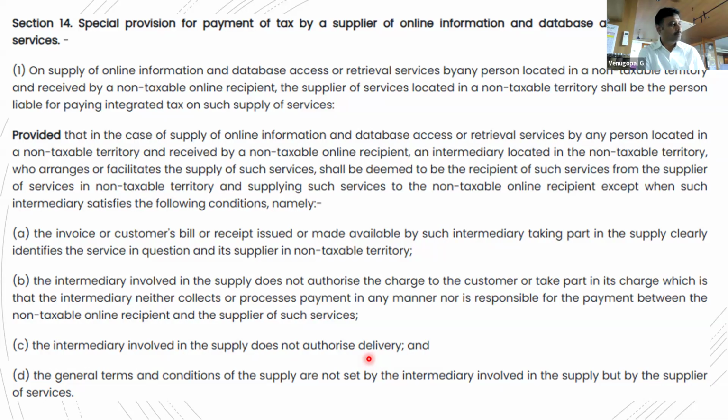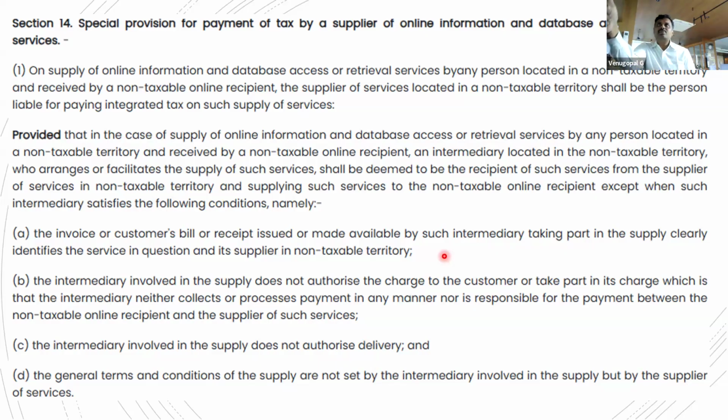But it is, again, an intermediary, the Google Play Store is involved in the supply. So that's why they're clear in this, sir. The invoice is issued by the intermediary in the supply, clearly identifies the service in question and the supplier in the non-taxable territory. So they'll identify this game and they will identify the person, that is, the Australian company will also be identified. Yeah, it is identified. So it will not become an intermediary in such a case then. It will only mediate it, but it will not be an intermediary.